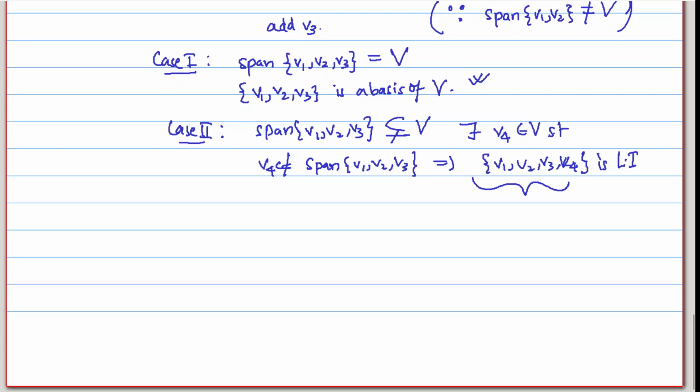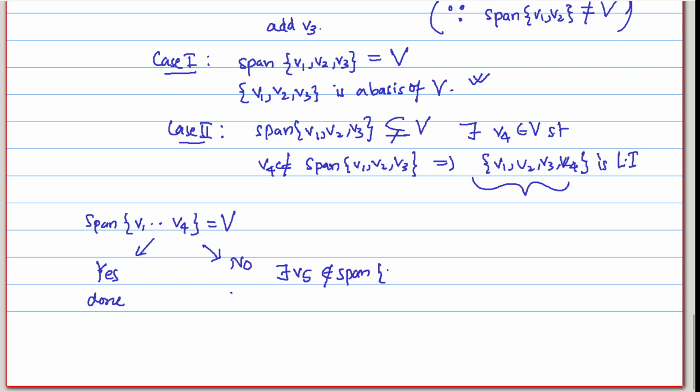So now you check whether the span of v1 up to v4 is equal to V. If this is yes, then we are done, right? If this is no, then we again have another element, say v5, which is not in the span of v1 up to v4, right? Then we add that also, v5. This is again linearly independent. So we go on doing this, right?